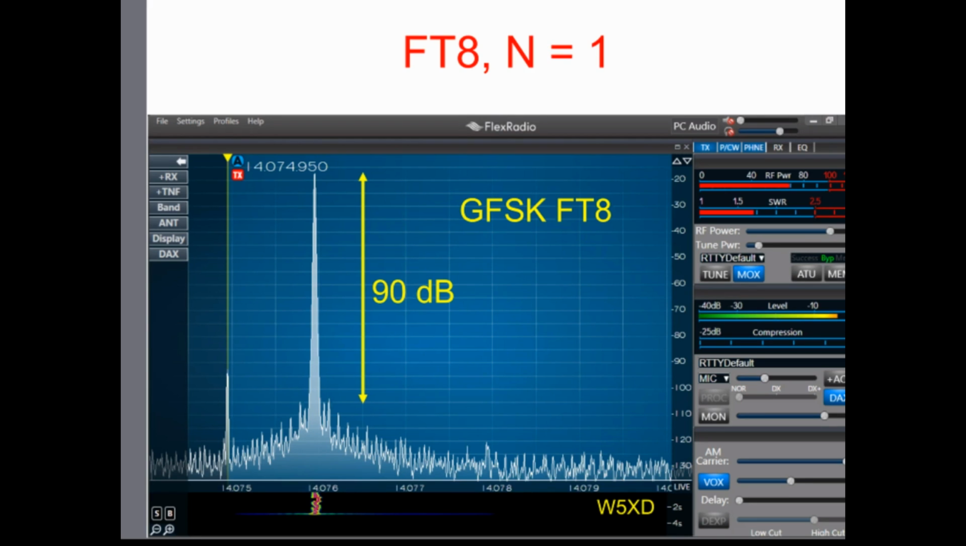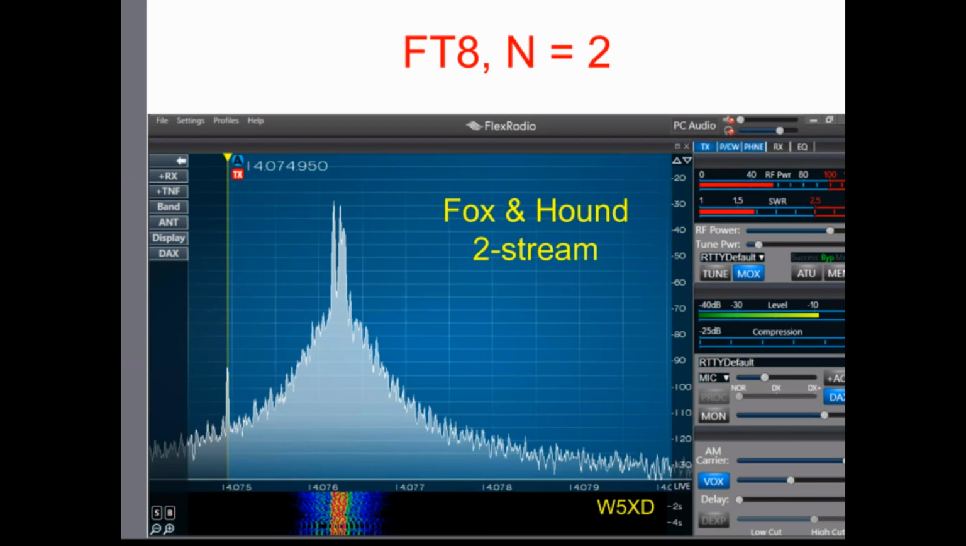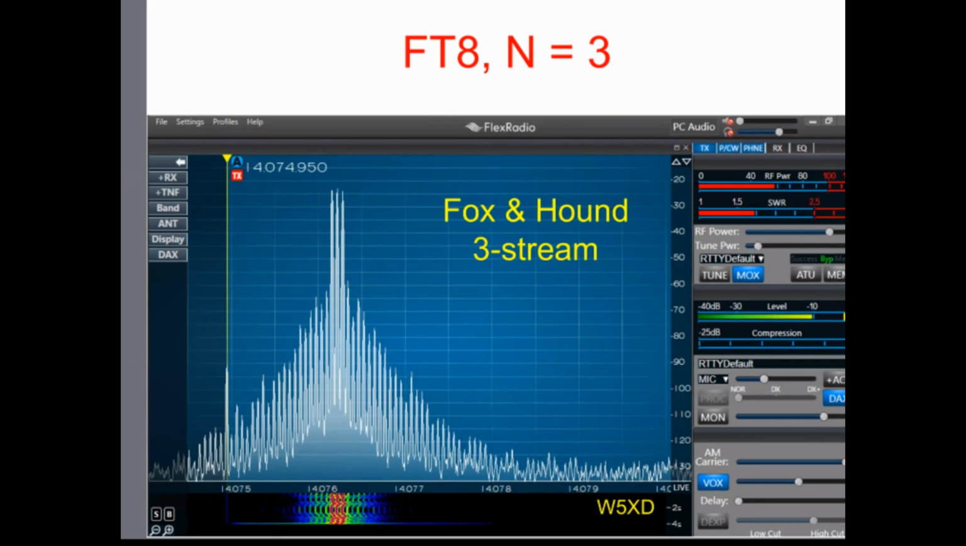So here's what 1 looks like. Here's what 3 looks like on the same scale. Sorry, that's what 2 looks like. And here's what 3 looks like. They really get ugly.